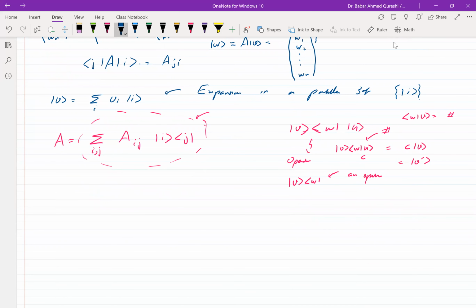And this, when this acts on V, the claim is that this has the same action. This expansion, if AV is W, then this expansion will give me W. And we can see it. So this acts on V. And what is this?